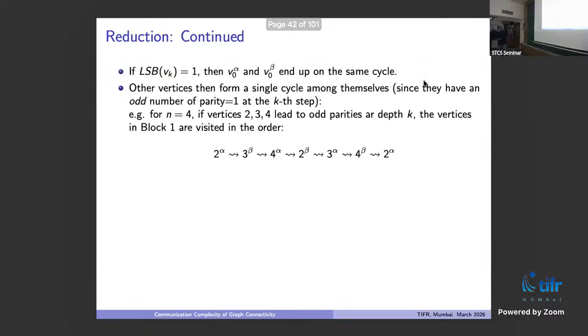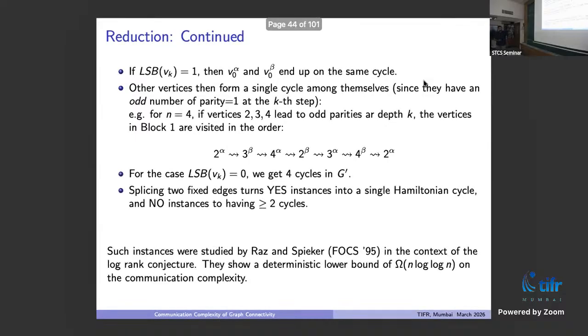I'll leave out this detail for clarity, but I hope at least the main idea is here. Using these permutations, I can trace paths so that I end up in a cycle with the alpha and beta copies. Alpha and beta copies lie in the same cycle if the parity is 1. If the parity is 0, then they'll end up in different cycles.